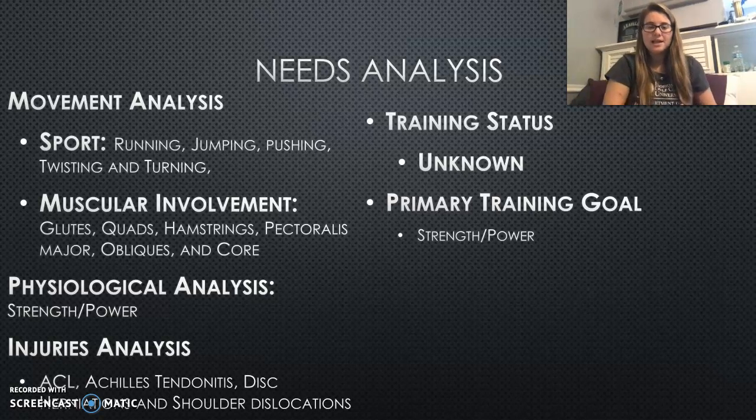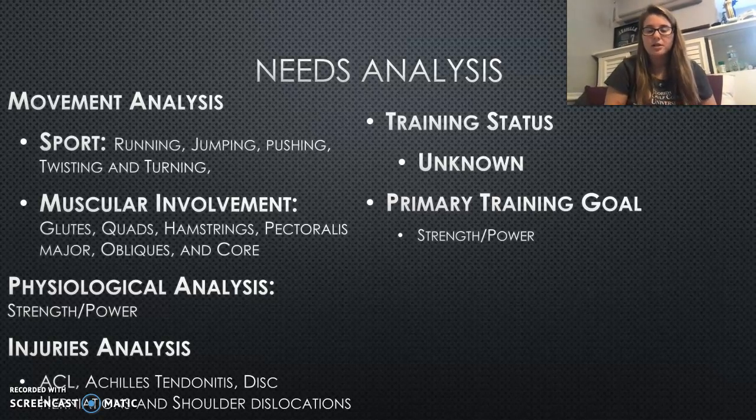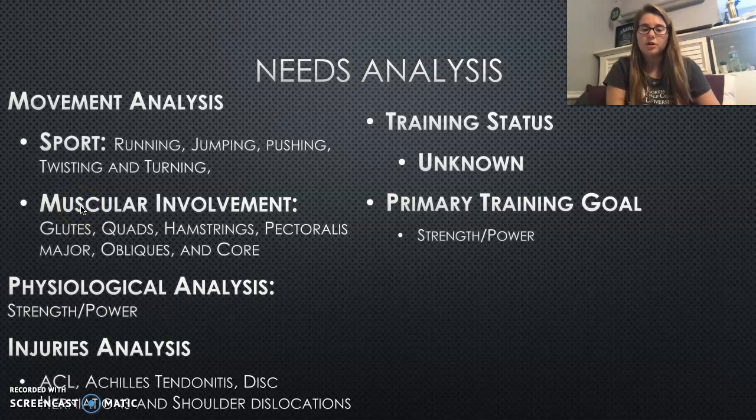Let's start off with a basic needs analysis. So for their movement analysis, the sport is specific for running, jumping, pushing, twisting, and turning to make tackles and run to tackle the people. The muscles that are used are the glutes, the quads, and the hamstrings, specific for running, pectoralis major, obliques, and core for tackling. Their physiological analysis would be for strength and power. Injuries that can occur would be the Achilles tendonitis, ACL injuries from twisting and turning, disc herniations, and shoulder dislocations.